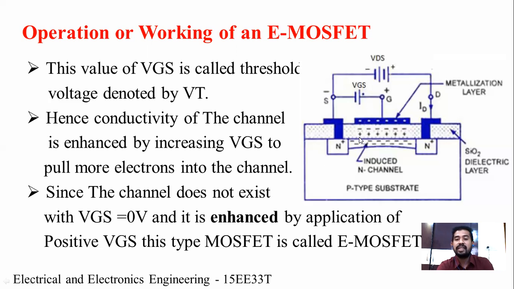Enhancement MOSFET means it is enhanced due to the application of VGS in a positive direction. The electron movement takes place from one N region to another N region. This type of MOSFET is called an E-MOSFET. Here, the current that appears between these two is called the output current, that is nothing but your drain current, ID. ID means the output current, the drain current, which is the current flowing between these two N regions.